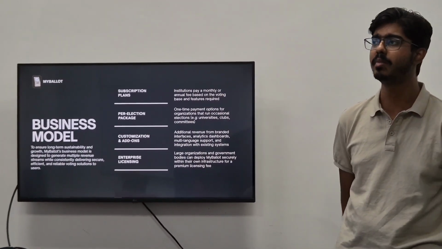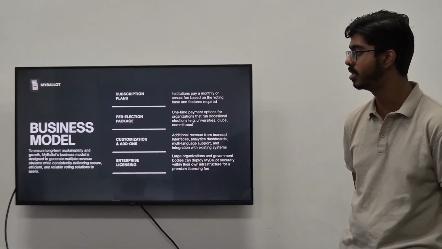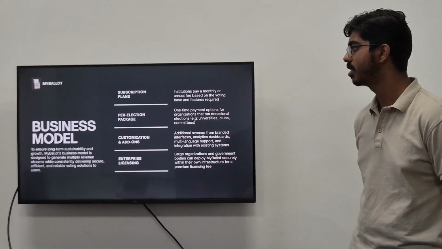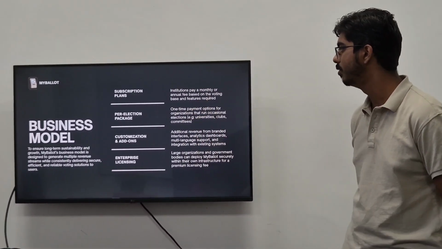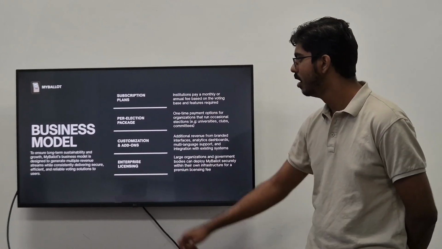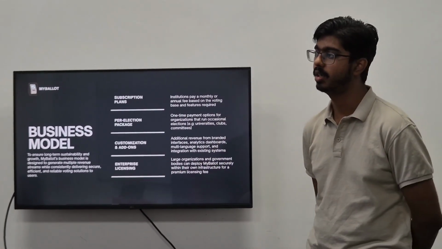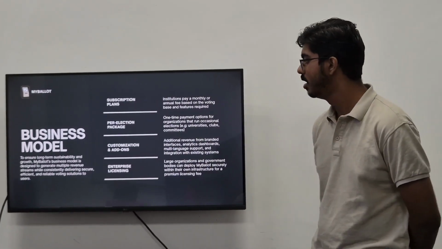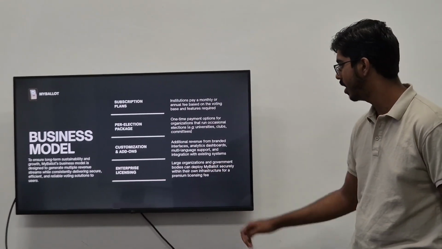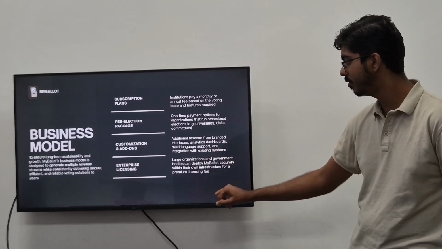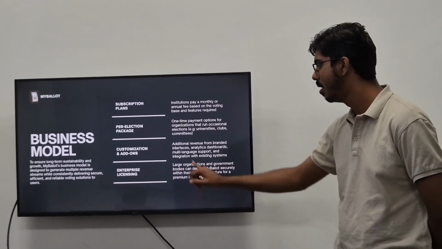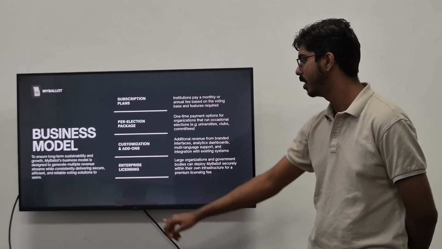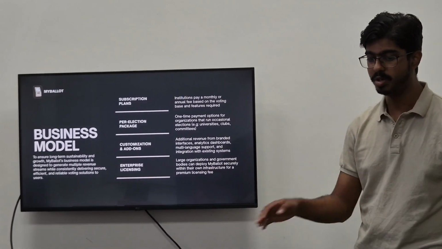Alright, so how does MyBallot come into a business model? Alright, we can sell subscription plans, monthly or annual fee based on the voting base and features required. Per election package, since election happens once every 5 years, we can introduce it as a per election package. Customization and add-ons, where we can add custom interfaces, analytics, dashboards, multi-language support, and integration with existing systems. We can also give enterprise licensing, more on this later on.